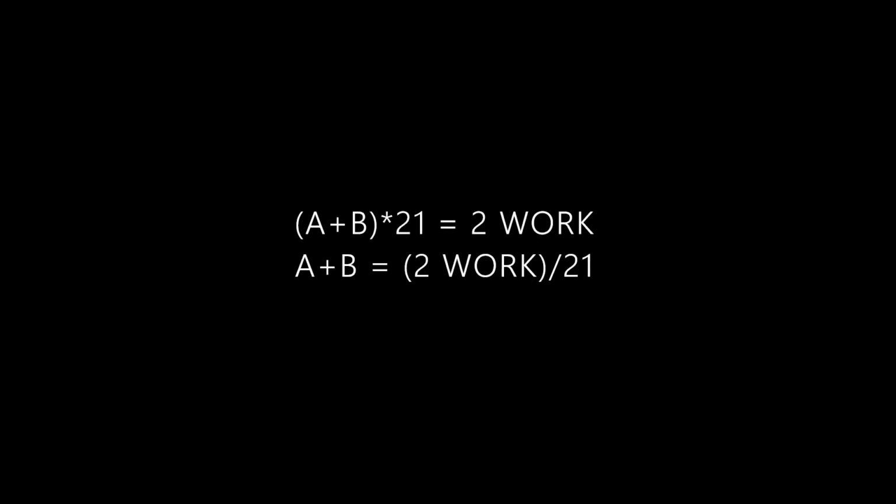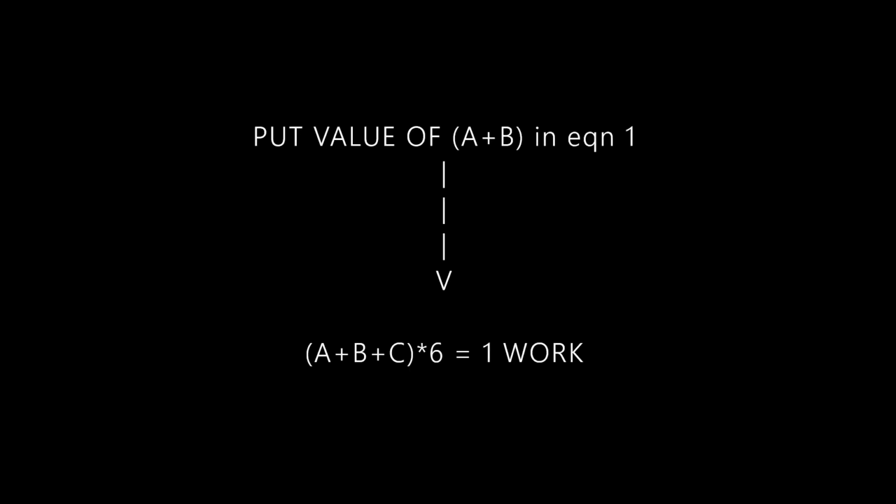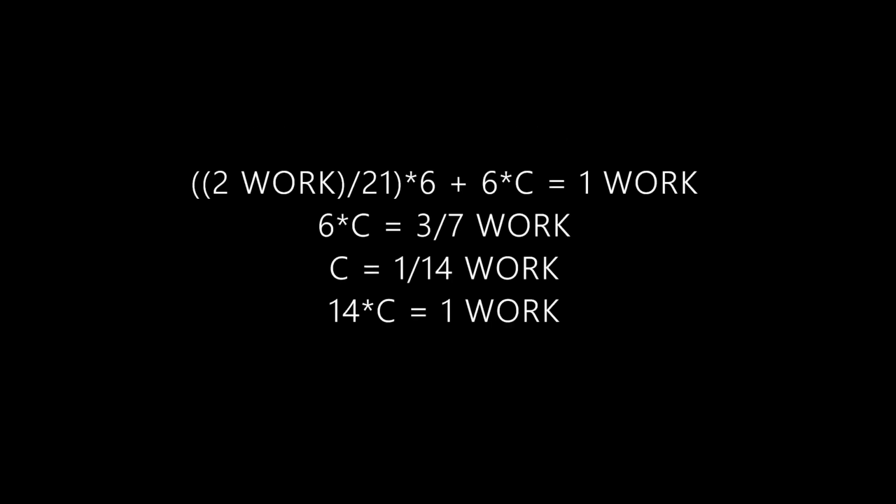We get (a + b) × 21 = 2 work. We get the value of a + b as 2 work by 21. Now put this value in equation 1. We get 2 work by 21 × 6 + 6c = 1 work.